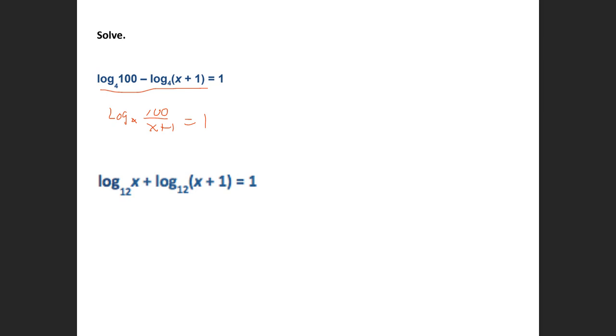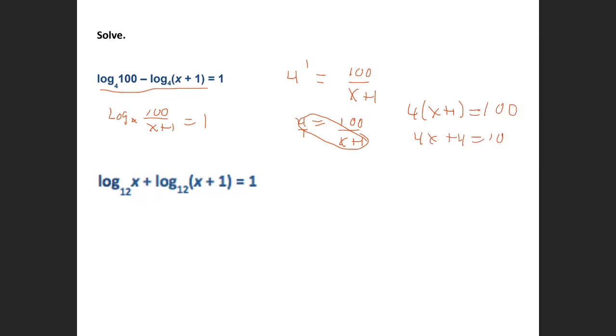Now I have a single logarithm. I'm going to rewrite it as an exponent. So I have 4 to the first power is equal to 100 over x plus 1. 4 to the first power is 4. I'm going to put it over 1 because I know how I'm going to solve this: I'm going to cross multiply. I end up with 4 times x plus 1 is equal to 100. 4x plus 4 is equal to 100. 4x equals 96. x equals, that goes in there twice, so 24. Is that right? I think so. And then you can check yourself.